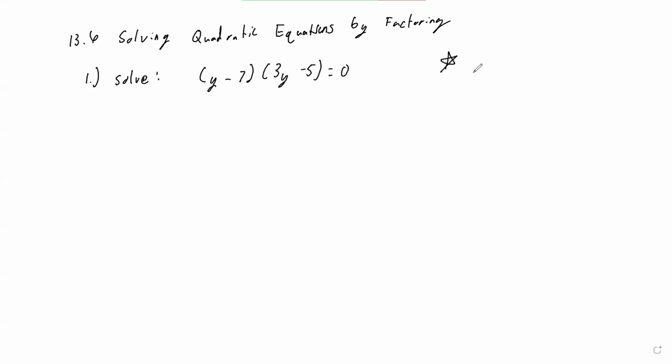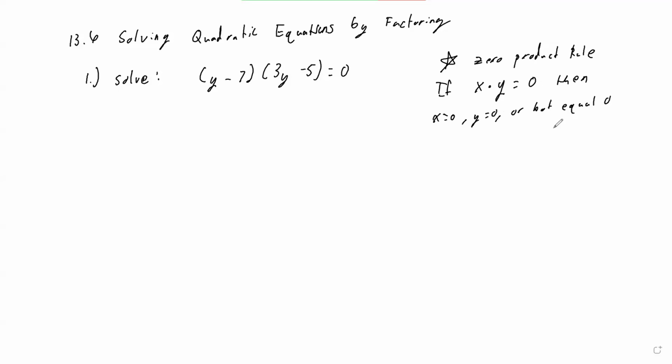Now we're going to solve this by something called the zero product rule, which basically states if x times y is equal to 0, then x equals 0, y equals 0, or both equal 0. So for a product to equal 0, one of the values has to equal 0.